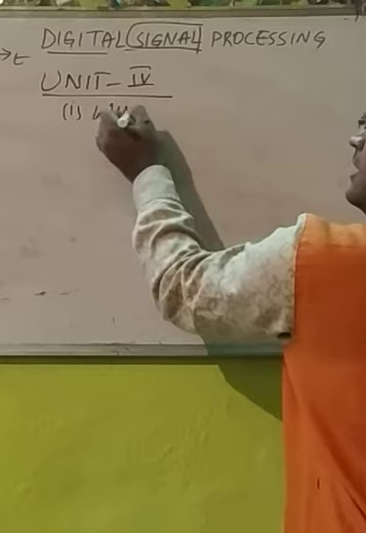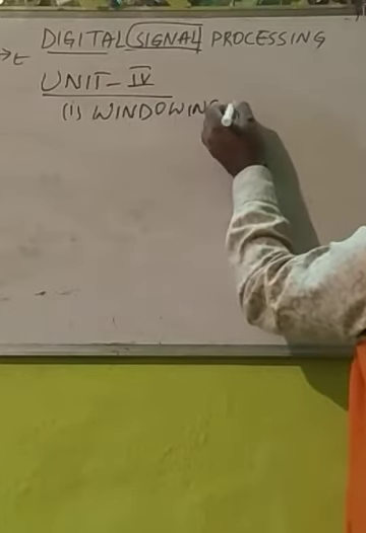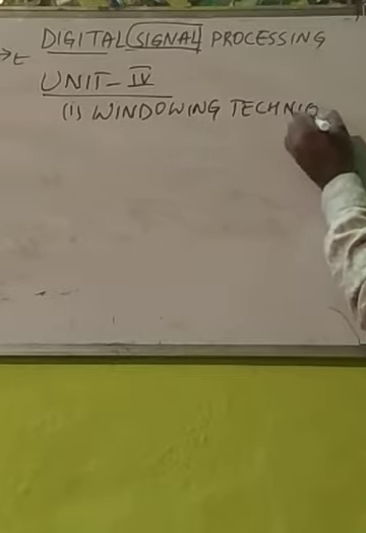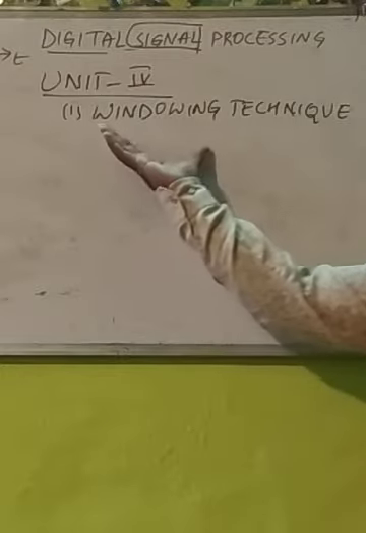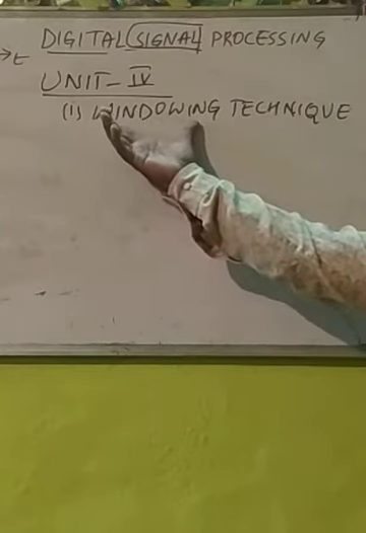So what is the meaning of windowing? Basically in the windowing technique we are going to truncate our signal. Truncation in the sense we are going to reduce the signal length. So when we have a huge signal, we want to reduce the size of the signal. That is called truncation. So this is the unit 4 first concept: what is the meaning of windowing techniques and what is the meaning of truncation of the signal?